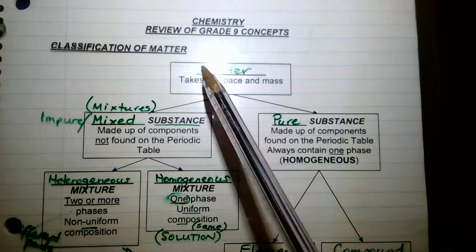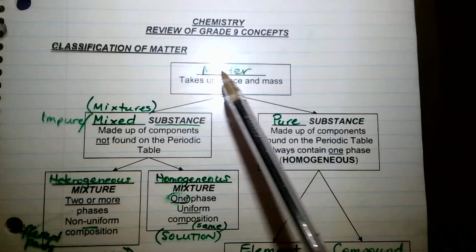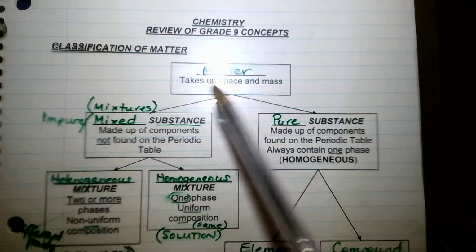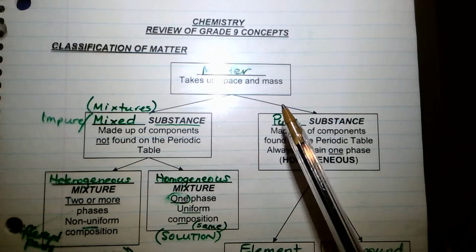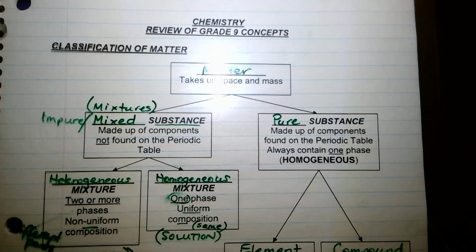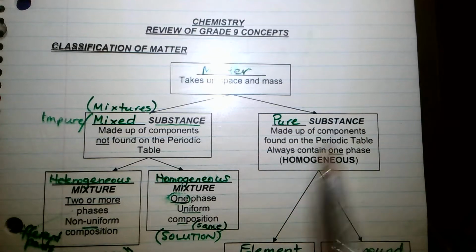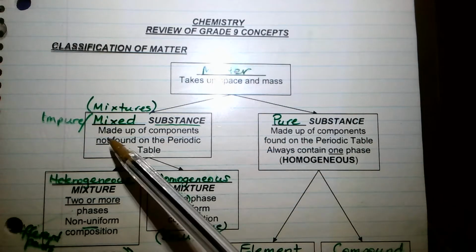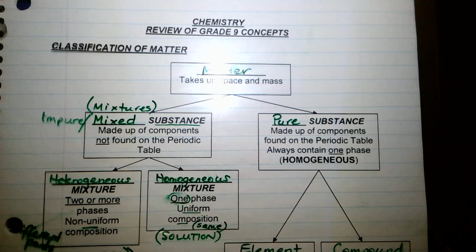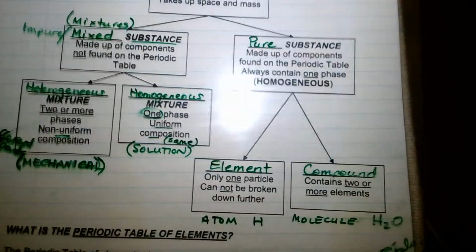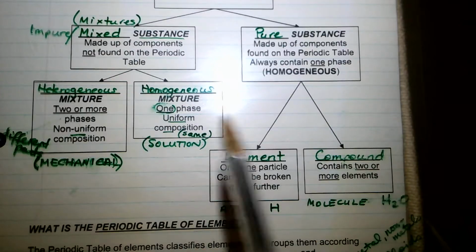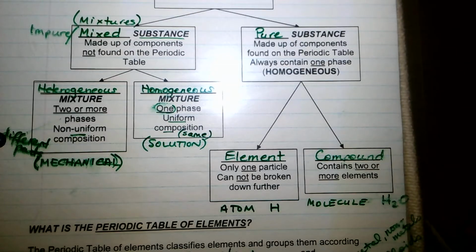So classification of matter. So matter, you can't see it because of the light here, but this is matter, takes up space and has mass, okay? It can be broken down into two things. It can be broken down into mixed substances, or it can be broken down into pure substances. So we have our mixed substances. These are called our mixtures. These are made up of components that are not found on the periodic table, okay? So we have our homogeneous mixtures and our heterogeneous mixtures.